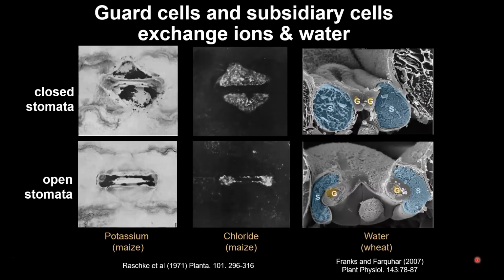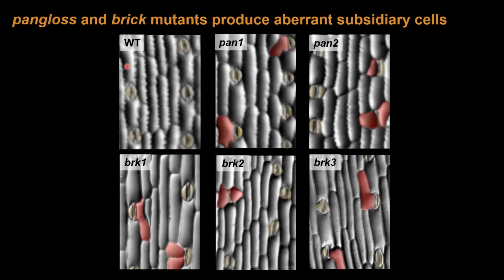Okay. Another one of the things that we're trying to do is understand what exactly is the role of these subsidiary cells in promoting stomatal opening and closing. We're taking a few different approaches to this, but one of the ways that we've done it is by leveraging these mutants that I showed you earlier that have some abnormal stomates. And so this is the story that Laura is going to tell you today, and I'm going to turn it over to her now.